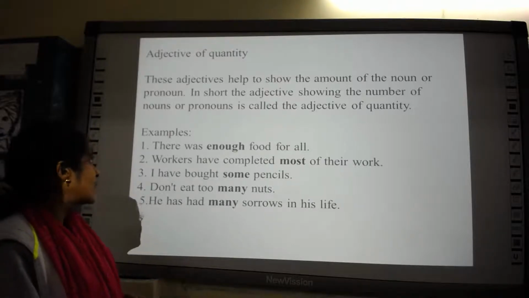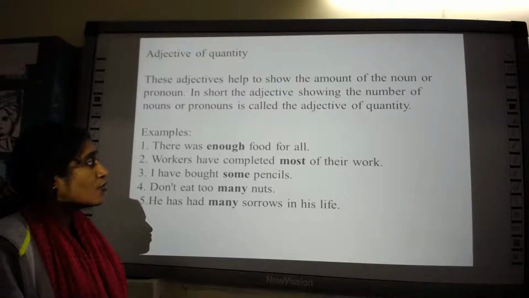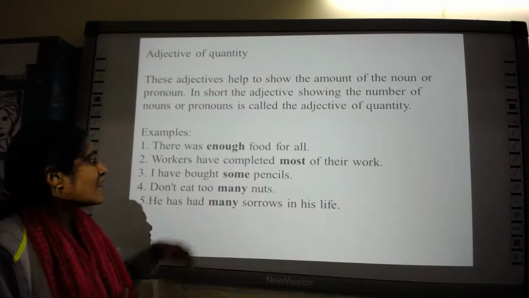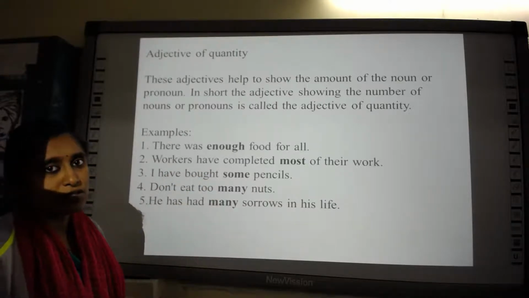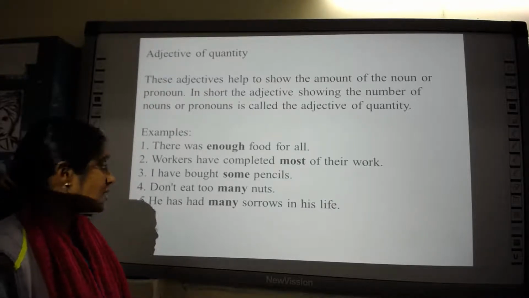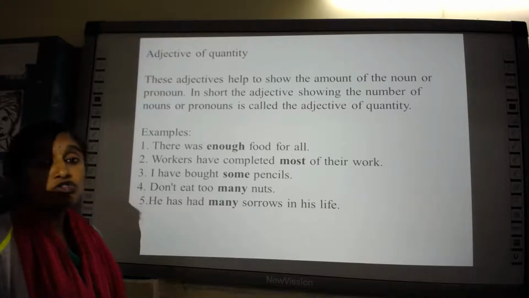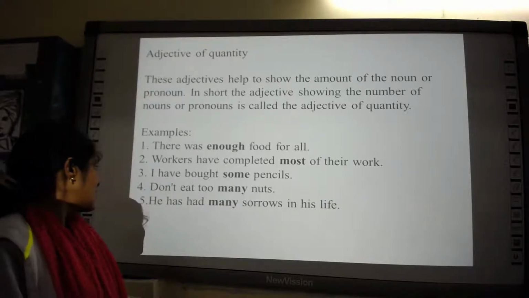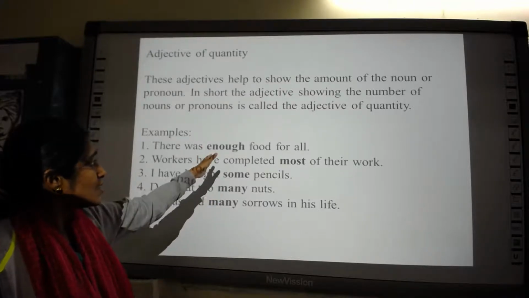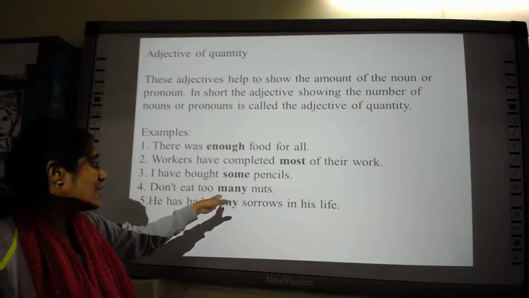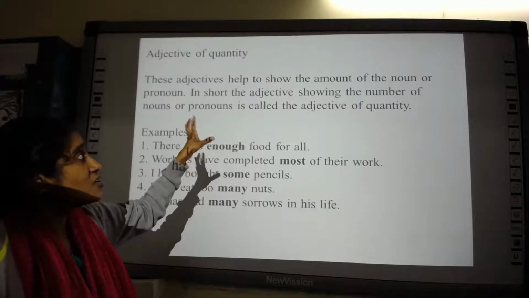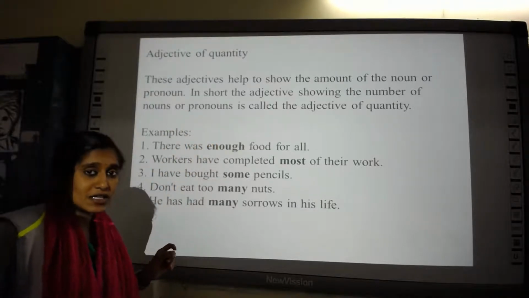Example: there was enough food for all, sufficient food for all. Workers have completed most of their works. I have bought some pencils. Don't eat too many nuts. He has had many sorrows in his life. So the words enough, most, some, many, etc. show how much, the quantity. They become the adjective of quantity.